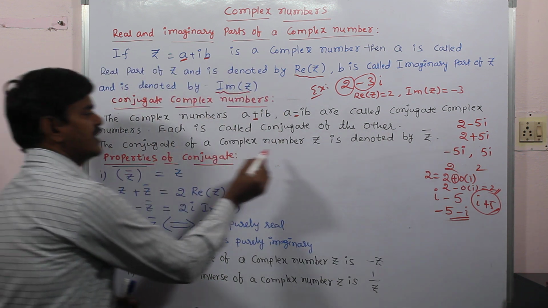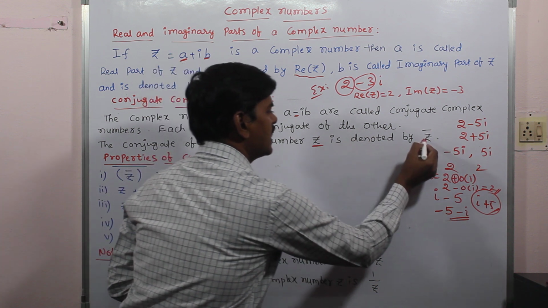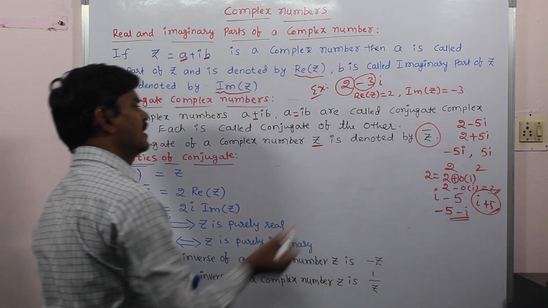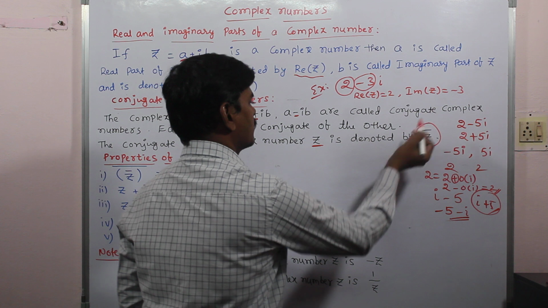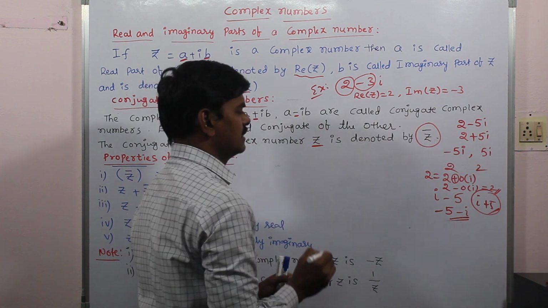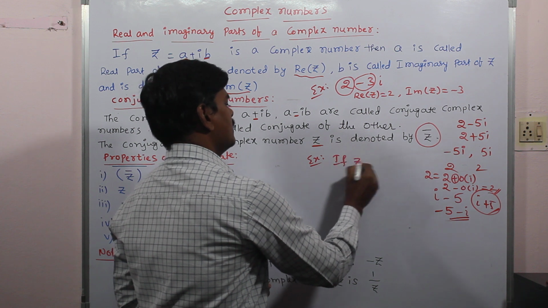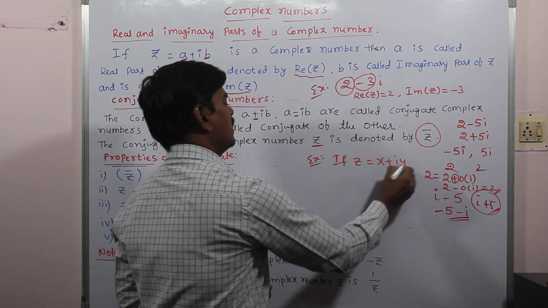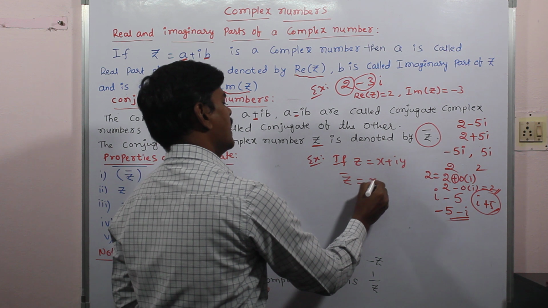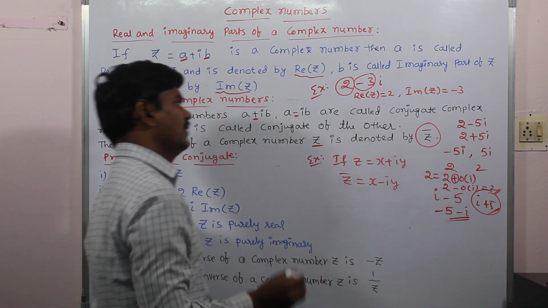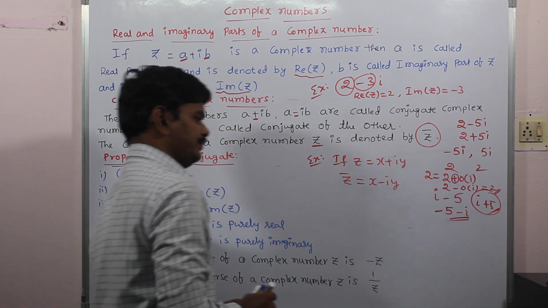The conjugate of a complex number z is denoted by z bar. In problems, z bar means the conjugate of z. For example, if z = x + iy, then z bar is x - iy.